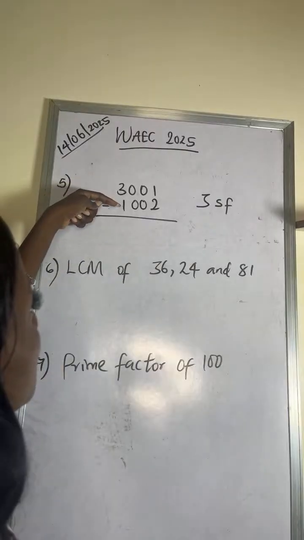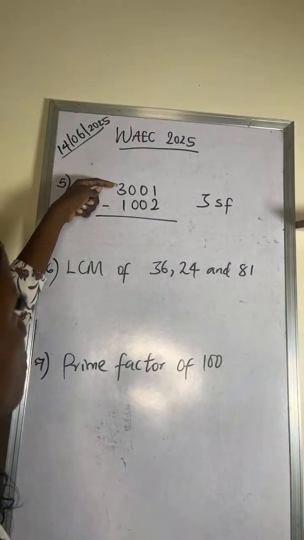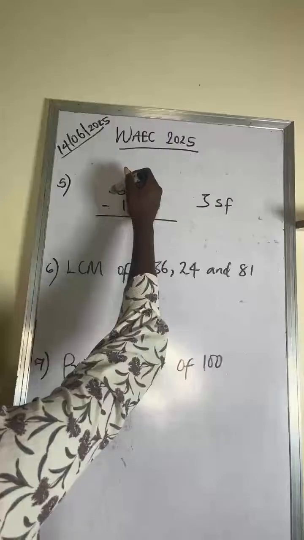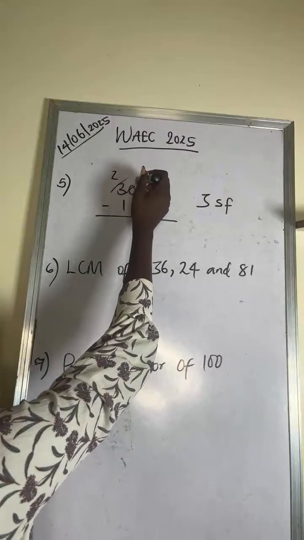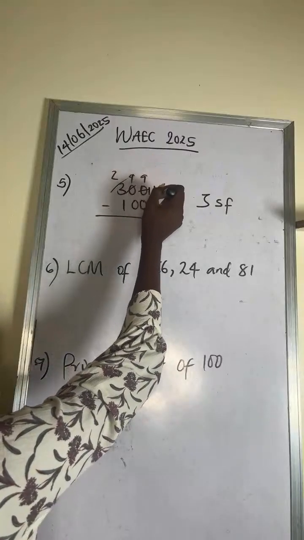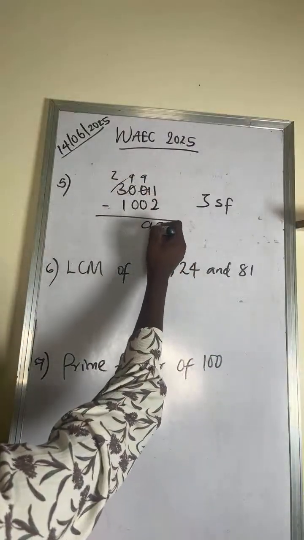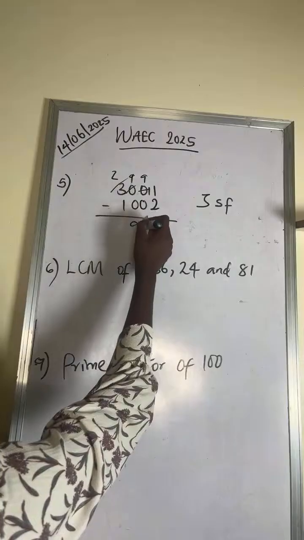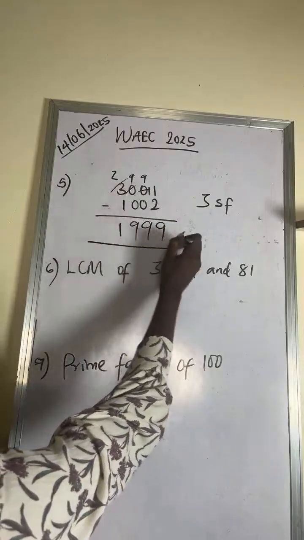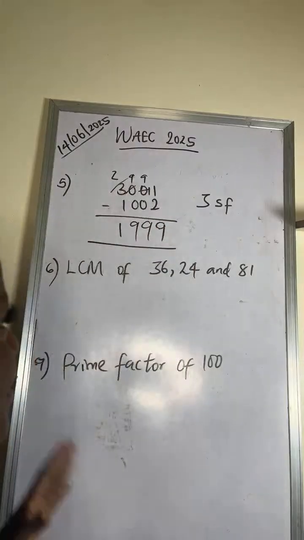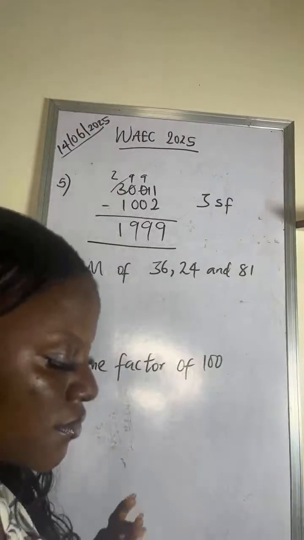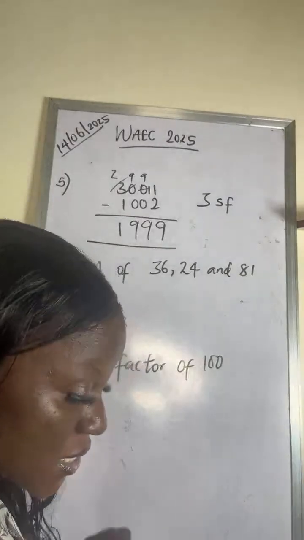So we have, they said we should subtract this from this. If you use your calculator, you would easily get that, but our calculator is in here. Let's try. 11 minus 2 is 9. 9 minus 0 is 9. 9 minus 0 is 9. 2 minus 1 is 1. So you have 1999 as an answer. But we're asked to round off to three significant figures.